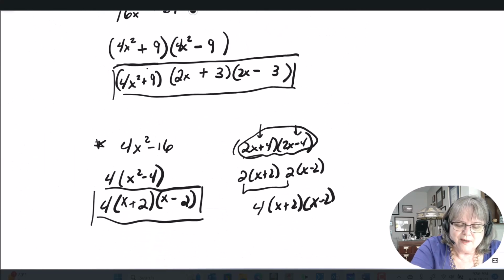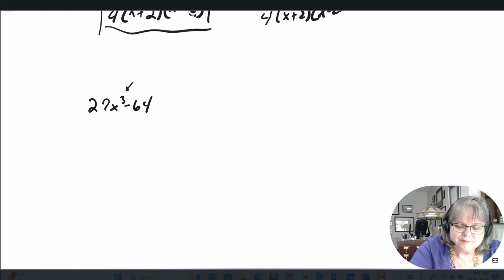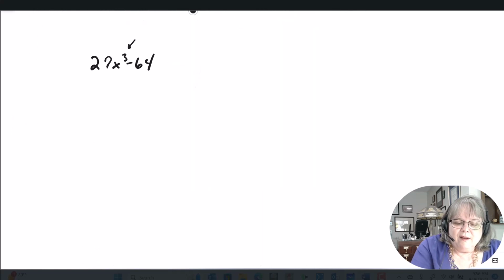Let's go way down here. We're way down here now. And this is the difference of two cubes.